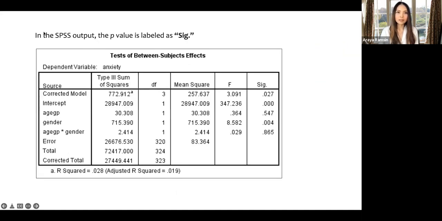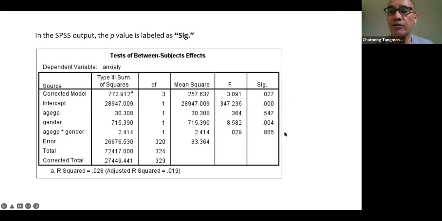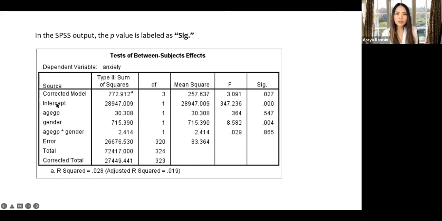Okay, all right. So now look at the SPSS output here. In SPSS output, the p-value is labeled as SIG, S-I-G, which stands for significance. Can you tell me if any of these is significant? The intercept for sure. Which one? Oh yeah, this one, right?